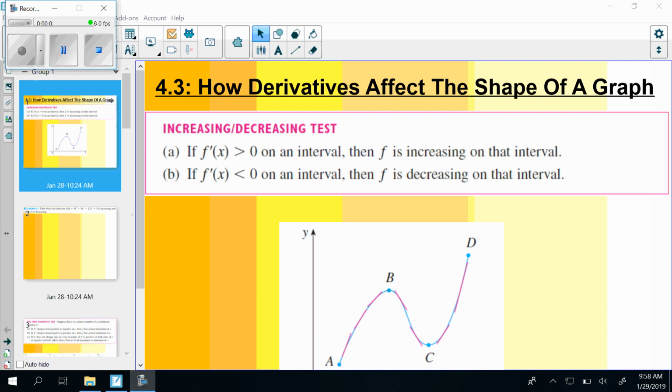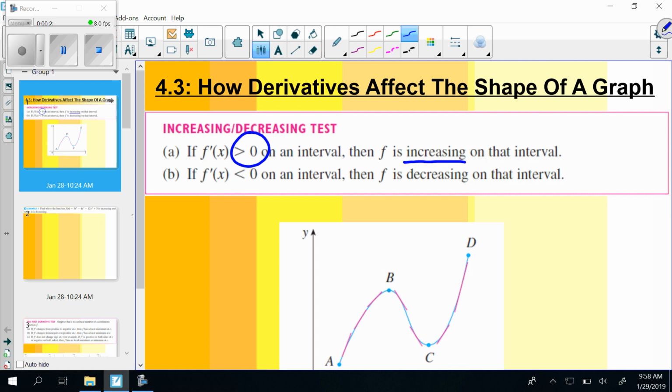Okay, today we're going to look at how derivatives affect the shape of a graph. First thing we're going to look at is what the first derivative can tell us about increasing or decreasing. So we know if your first derivative is positive, meaning greater than 0, then your line is going to have positive slope, and so it would be increasing.